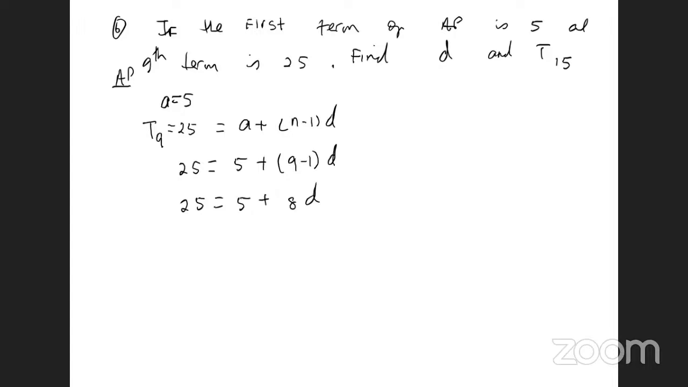Right? So you kind of figured it out a little bit, right? So carry across the 5, you'll get 25 minus 5 is equal to 8D. 20 is equal to 8D. So D is equal to 20 divided by 8. That's okay? So that's the way I really wanted you to try to figure it out. How much is that? 2.5? Yeah? 2.5. Okay? So now we could go right ahead and find the 15th term. Okay? Calculate.